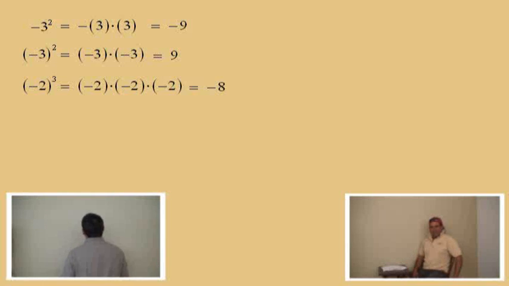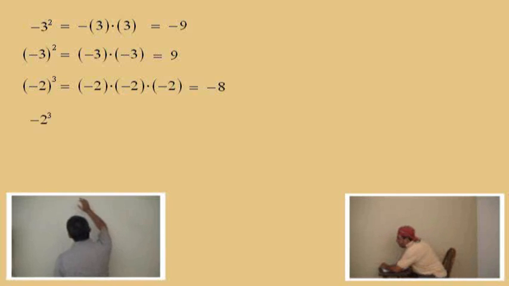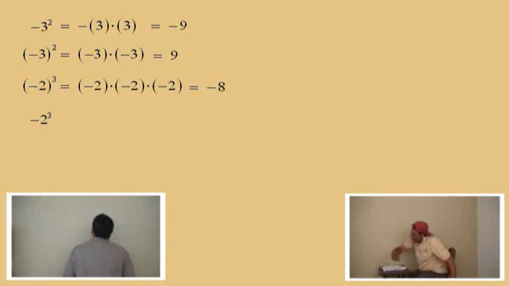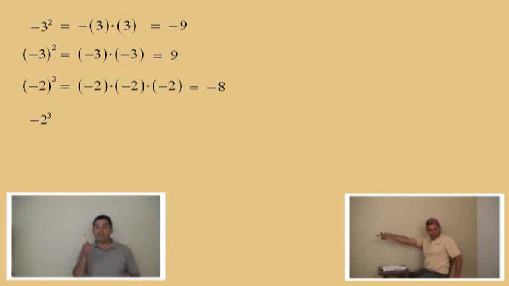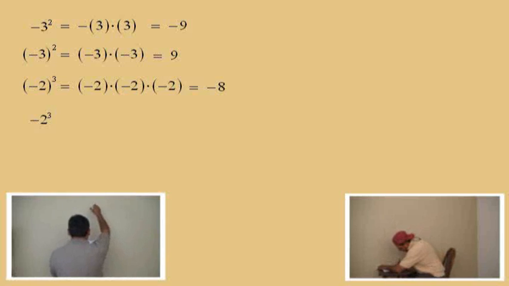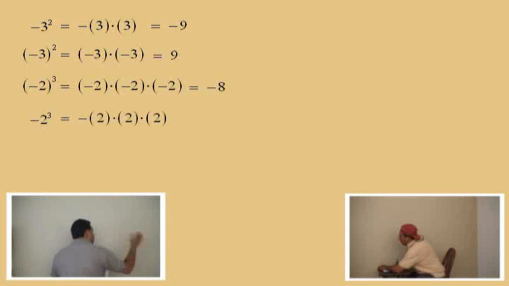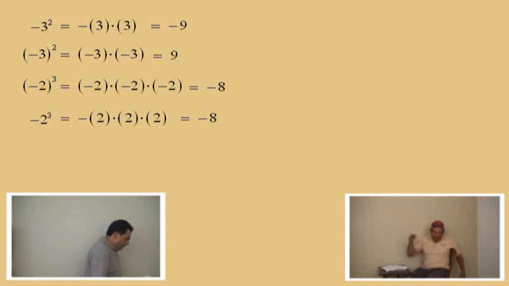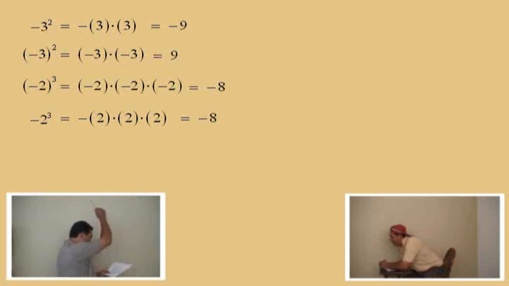Now, another type of problem where again we have a negative and a 2 cubed. Charlie, in this problem, what's the base? 2. That's right. That exponent only applies to the 2. So it's like negative of 2 cubed, and we'll write that out so you can see it's negative 2 times 2 times 2. Charlie, what's the answer here? Negative 8. It's still a negative 8. This is a different problem, but they did have the same answer, so pay attention to what's going on here.